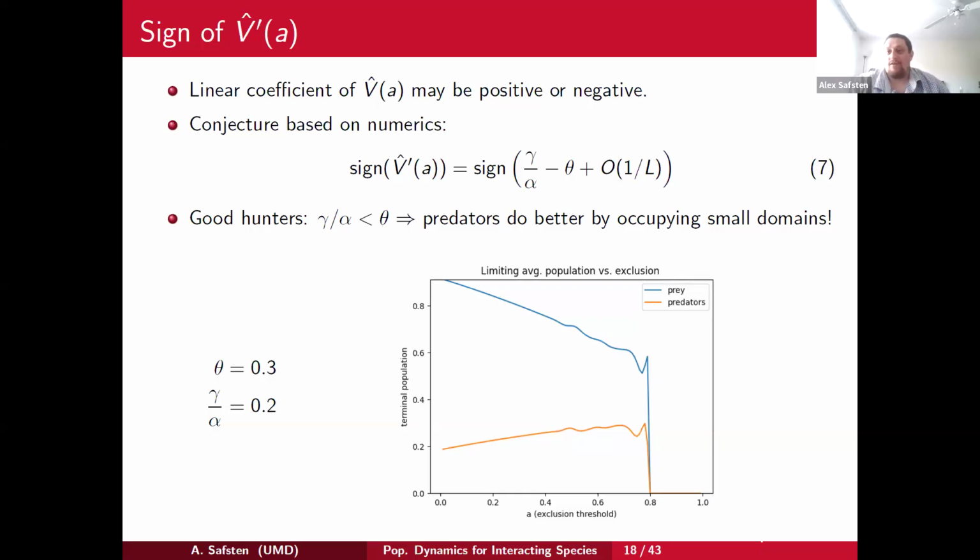But this goes to show that if predators are very efficient, meaning gamma over alpha is small, they can hunt well enough that they have a high birth rate. And so efficient predators should limit themselves to a small territory, whereas inefficient predators should allow themselves to take up a larger territory.